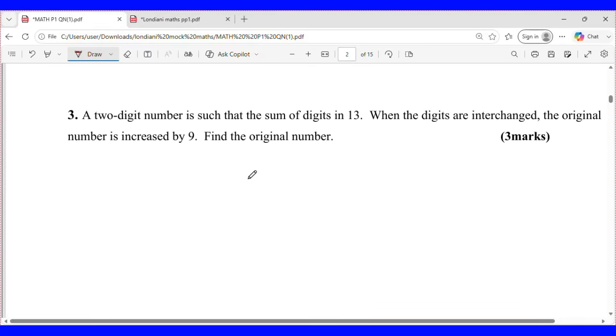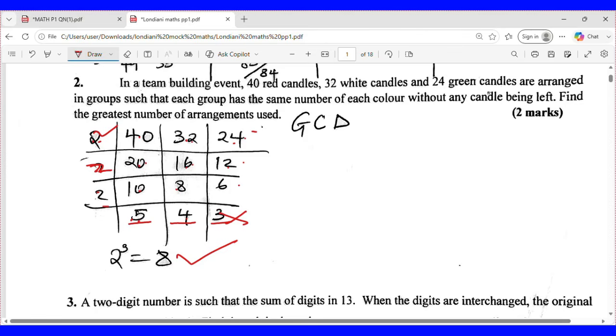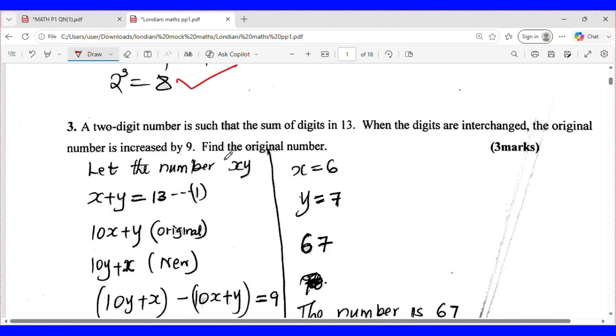A two-digit number is such that the sum of its digits is 13. When its digits are interchanged, the original number is increased by 9. Find the original number. So the first thing you need to do is let the number be xy. So this is the number, the first digit, the second.